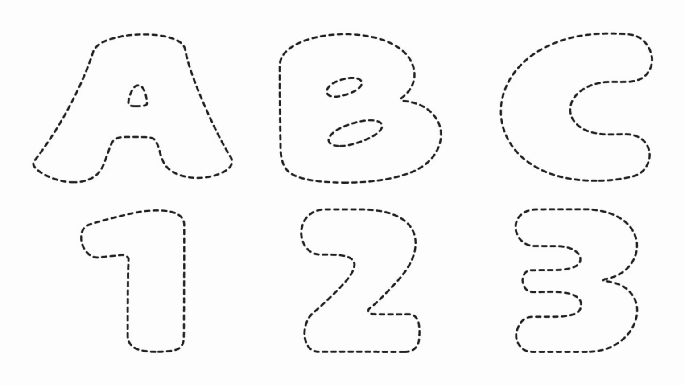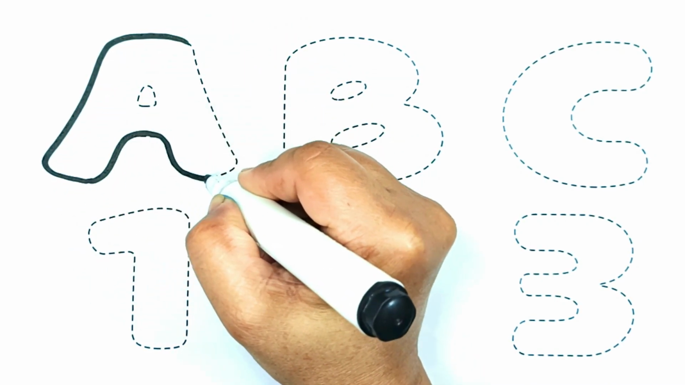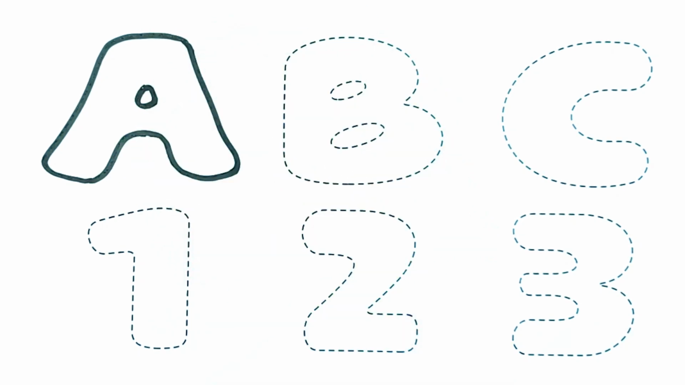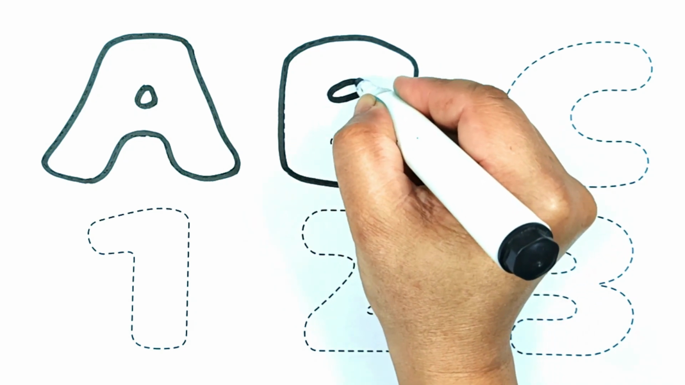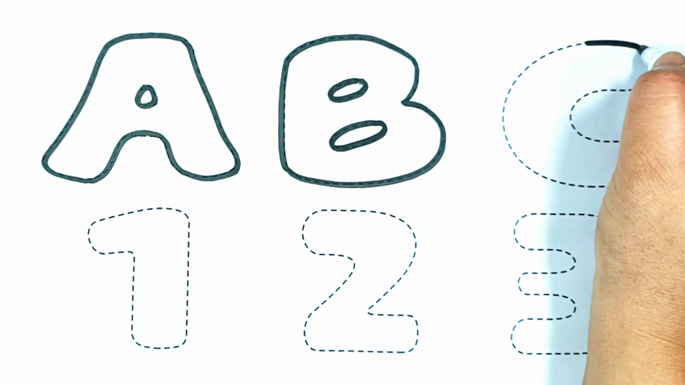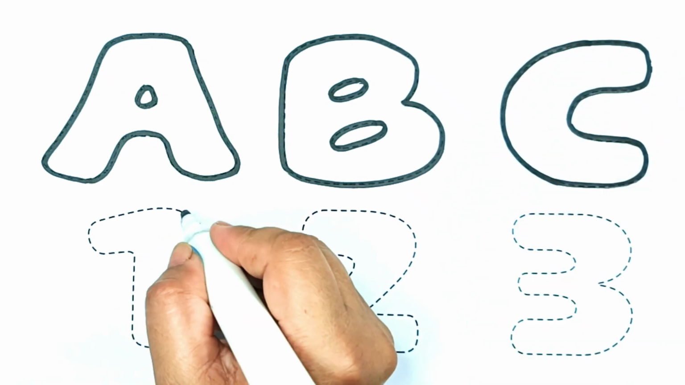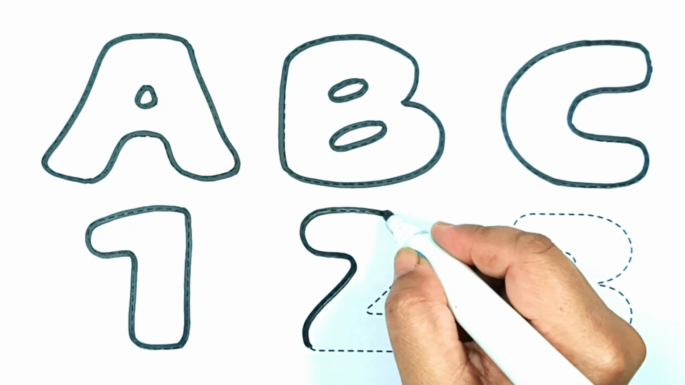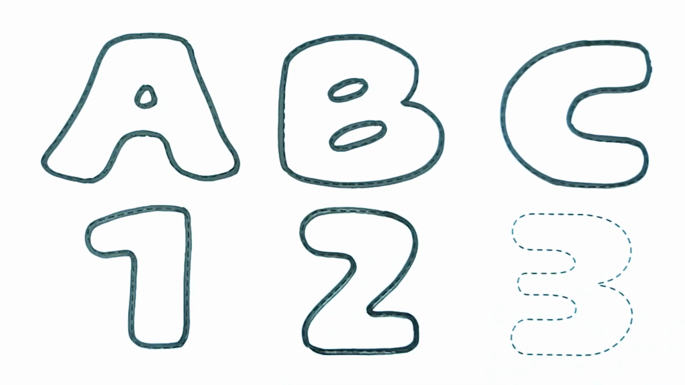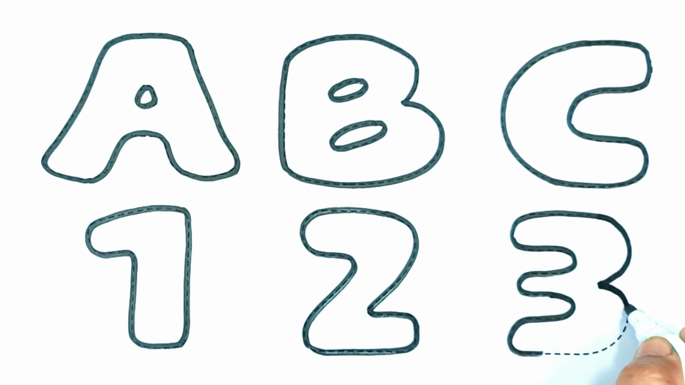A, B, C, 1, 2, 3. Let's trace and paint them together. A, B, C, 1, 2, 3.